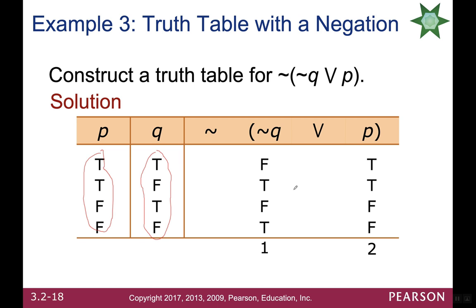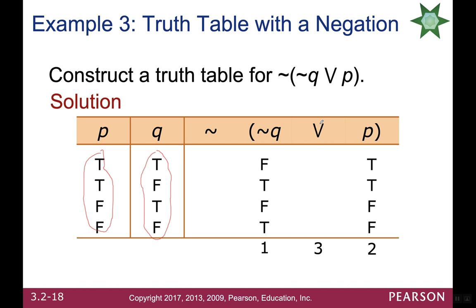Now, the question is, what do we do with this now? Reminder, this is a disjunction. So we remember that in the case of a disjunction, if one of the elements is true, then the whole thing is true, and the only time it's false is when everything is false.